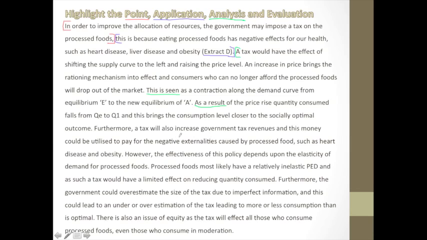Furthermore, a tax will also increase government tax revenues, and this money could be utilised to pay for the negative externalities caused by processed foods such as heart disease and obesity.